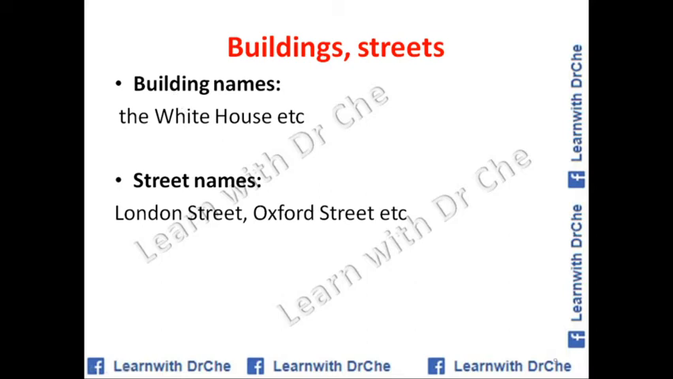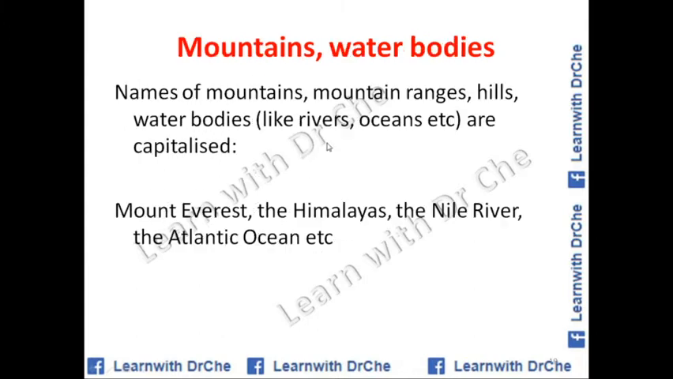With buildings and streets we use capital letters when they are a specific street or building. For example, the White House. Not all buildings. When a building is a specific building, not in common. For example, my house, we don't use capitals with my house. With the White House, we're talking about a specific, famous building. With street names like London Street, Oxford Street, we also use capital letters.